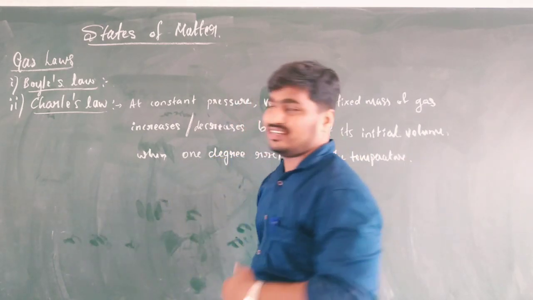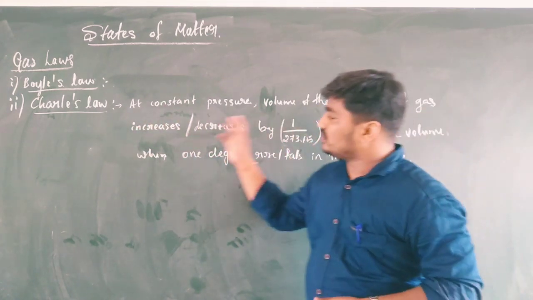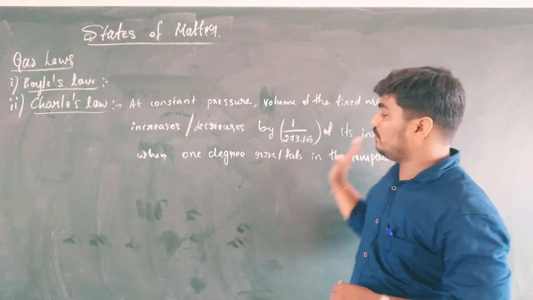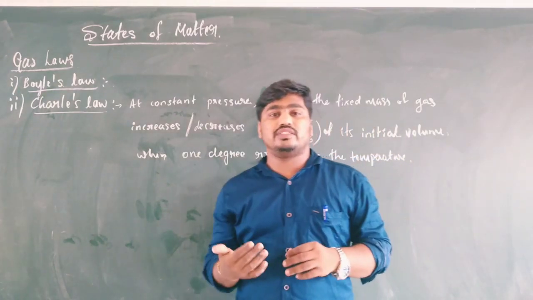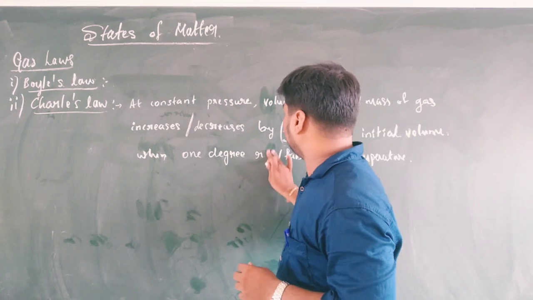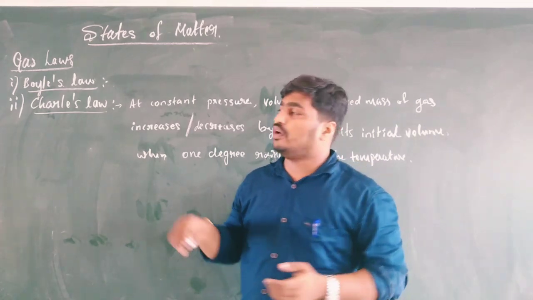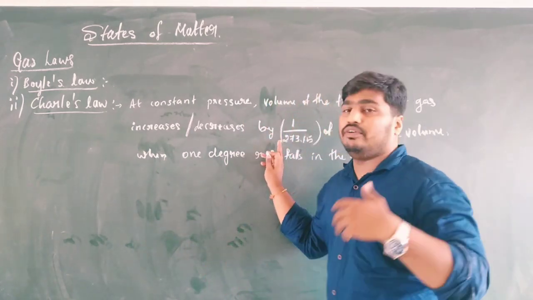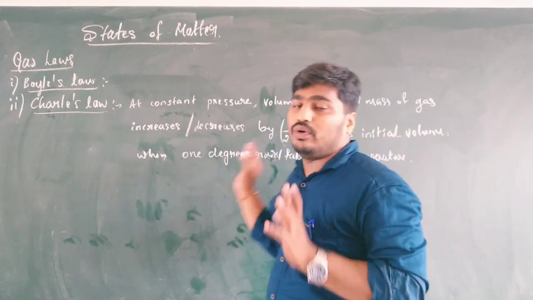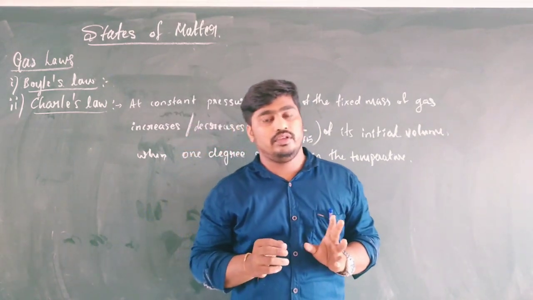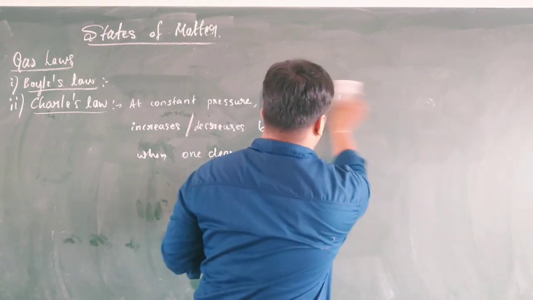Okay, here what it says: at a constant pressure, volume of a fixed mass of a gas increases or decreases by 1 by 273.15 of its initial volume when there is 1 degree rise or fall in the temperature. So for every 1 degree increase in the temperature, volume is increased by this much, and every 1 degree fall in the temperature, volume decreases by this much. So 1 by 273.15. This is the first statement about the law.